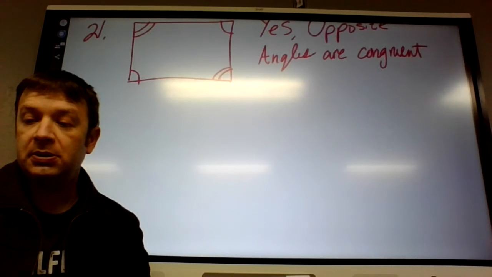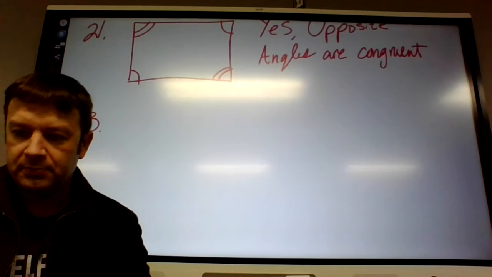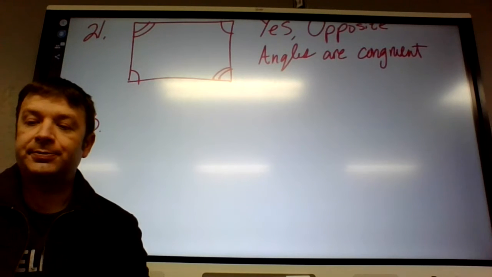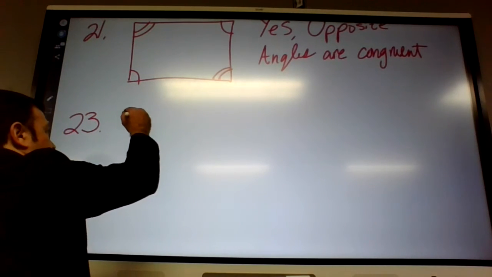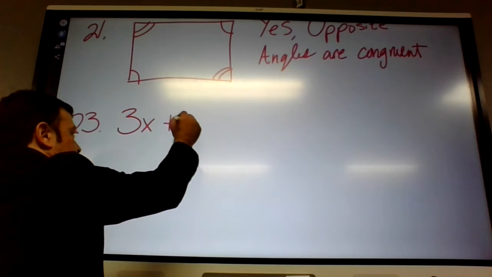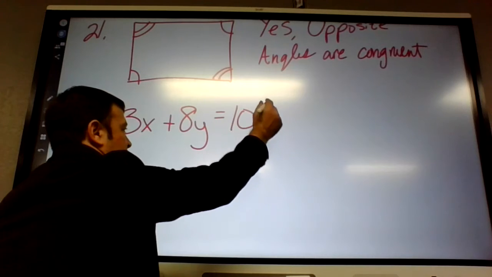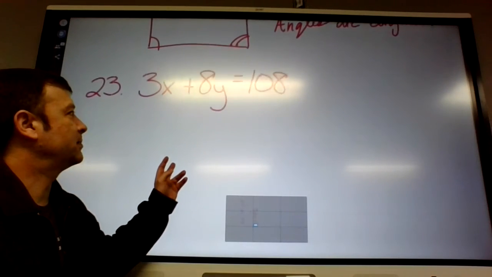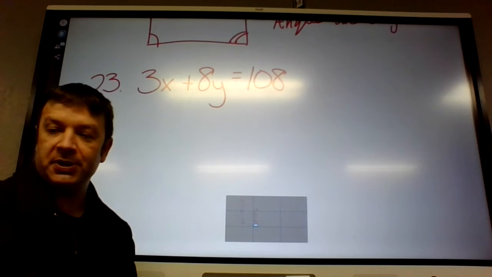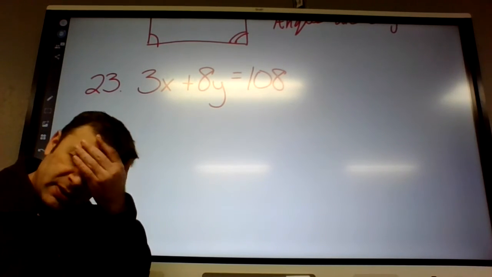180 equals 3x. Did you say 108? Yeah. So 3x plus 8y equals what? 108. Now, can I solve the equation with just that? No. It's two variables. If you have two variables, you need at least two equations. So what's another equation?